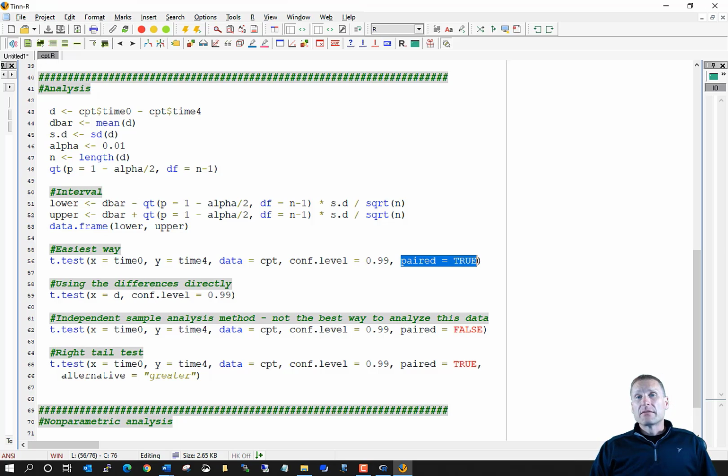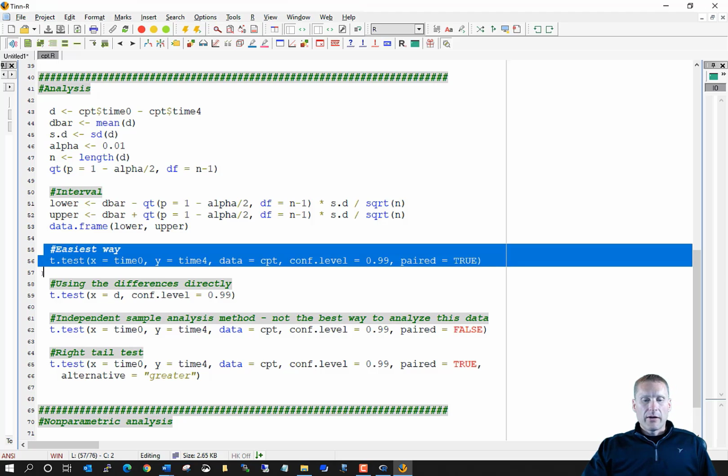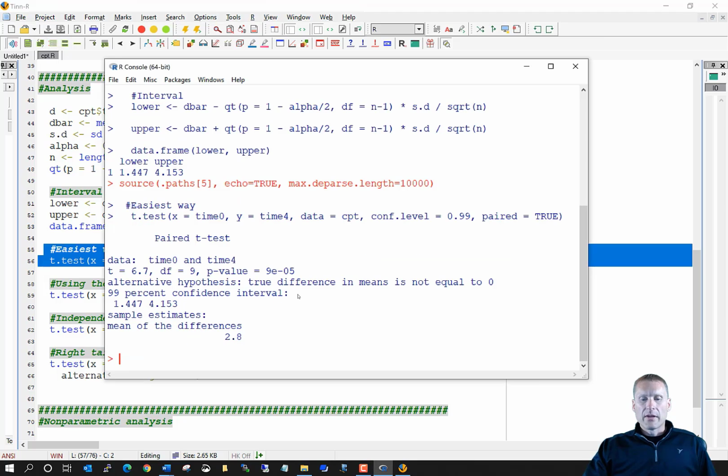There is an argument in t.test that we have not seen before called paired. In this case, we want to set it to true, because now we have dependent samples. Some people refer to these as paired samples, so that's where this terminology comes from. The default value for paired is false, and so when we used the same function for independent samples, I didn't include that. If I go ahead and run this code, here we go. Here's our confidence interval that we've had before.